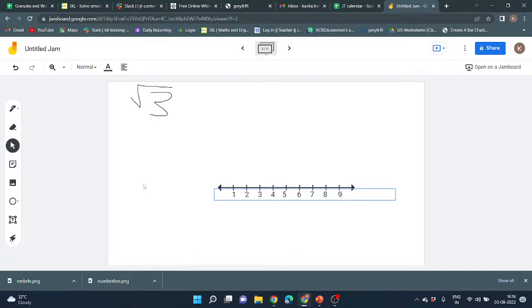For that, what we are going to do, we will consider a right angle triangle. Let's have a right angle triangle where, let's say, its base has length root 2 and its perpendicular is of unit length. So again we will use the Pythagoras theorem.